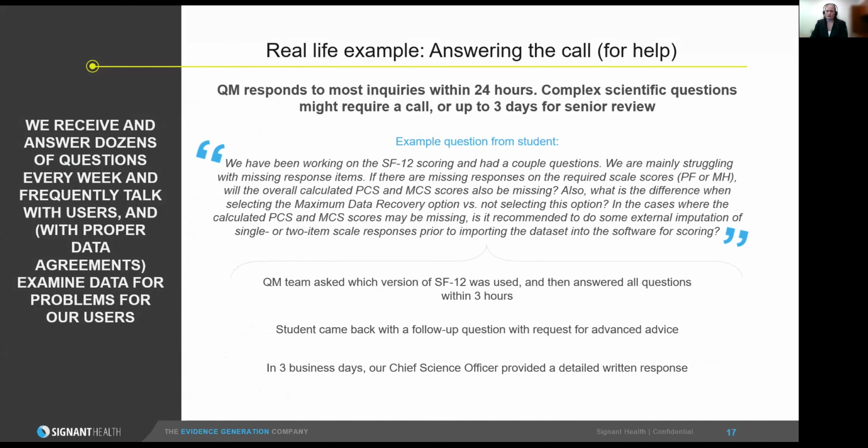Here I have a question from a student who is using the SF-12 and had some questions with missing response items, specifically on the physical function and mental health scales and whether or not the component scores would be missing also, and on our maximum data recovery options. We asked what version they were using first and answered the questions actually within 3 hours. And this particular student came back with a follow-up question that was specific to their study and the types of analyses they were doing. And within 3 business days, our chief science officer provided a detailed written response.